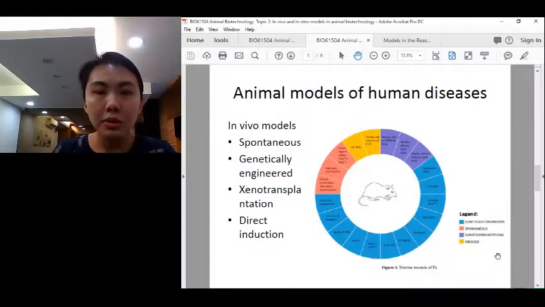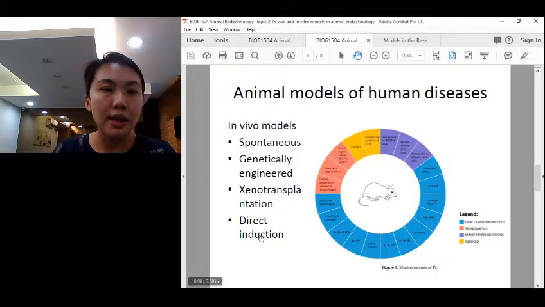And the last one would be in vivo models. For in vivo models, there are four categories. We have the spontaneous model, genetically engineered model, xenotransplantation model, as well as direct induction. So there are four categories under the in vivo model.